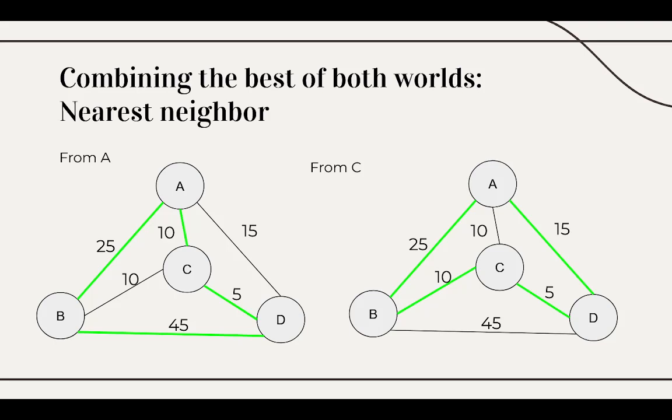For example, when we start at A and we follow this heuristic, what happens is that we actually take the longest possible path here. But if we do the same thing starting from C, and we follow the shortest path every time that does not break the rules of the problem, we actually find the most optimal path possible.